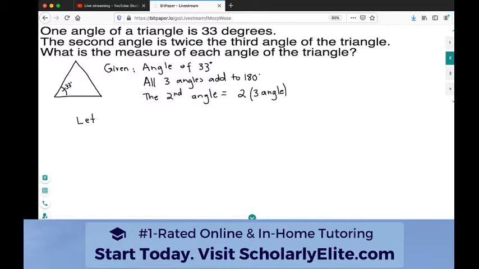There we go. So let the third angle, or goodness guys, I'm writing these backwards. Sorry. Let x represent the third angle. And then because I know that the second angle is 2 times x, I'm going to say let 2x represent the second angle.